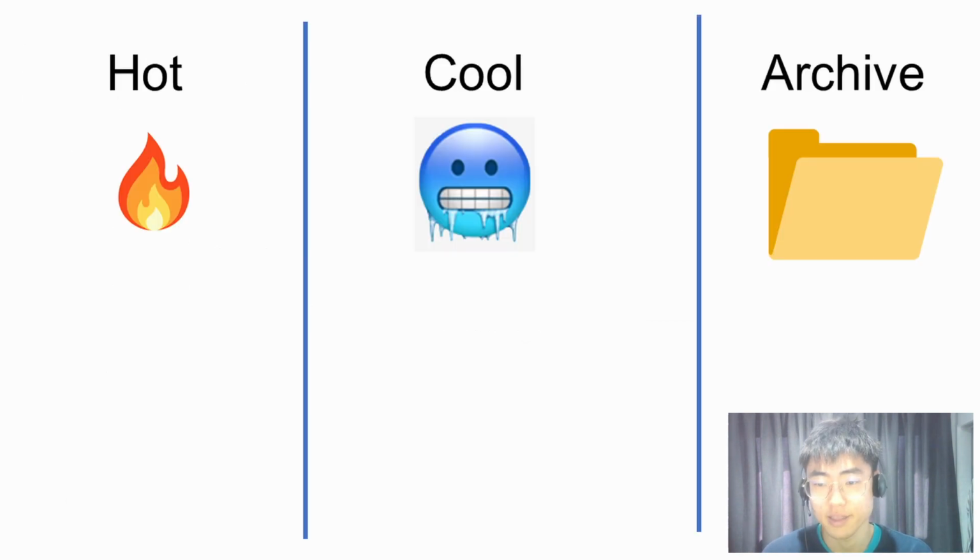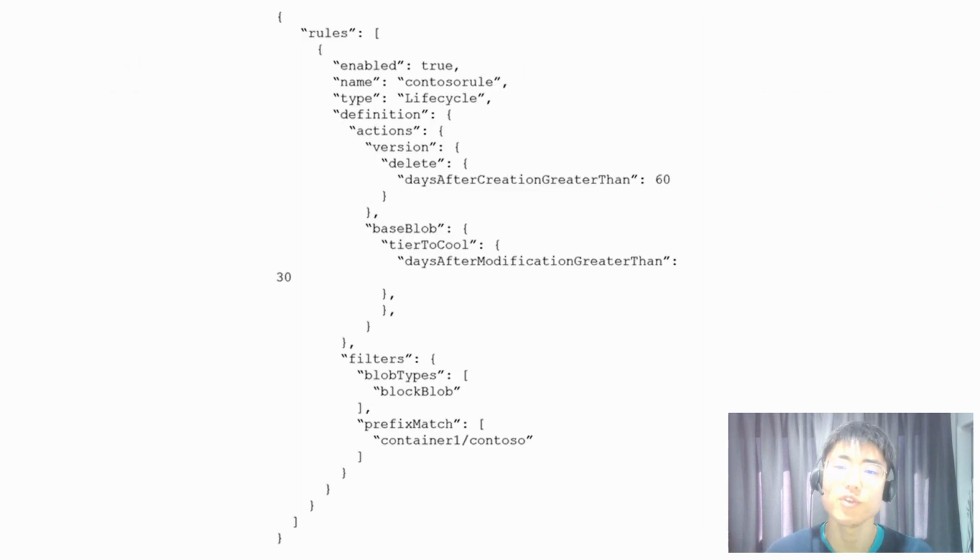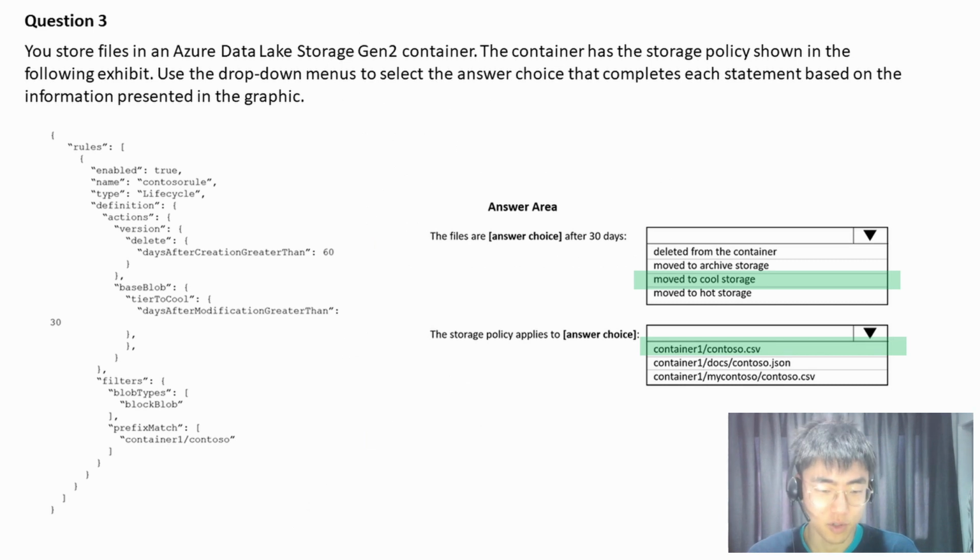So looking at the options here, we can see that it's to do with storage tier, like the archive storage, cool storage, and hot storage. In fact, for this question, we don't really need to know what each of them do. We will look at them further in future questions. So this question is more to do with reading the policy. If we look at the highlighted sections there, we can see that the files are being moved to cool storage. And looking at the second highlighted section there, the storage policy is being applied to the CSV files called contoso in container 1.